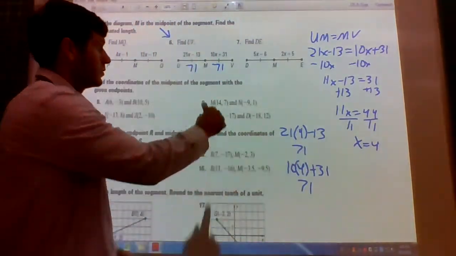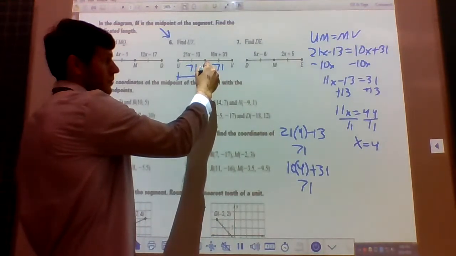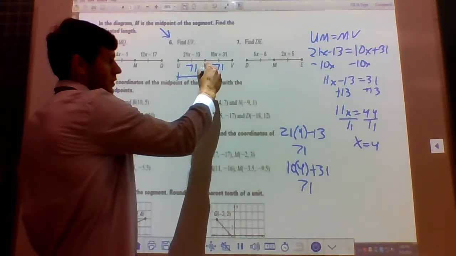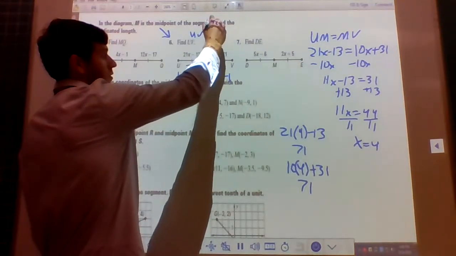To find UV, we simply add them together. So the whole thing is going to be 71 plus 71, which is going to be 142. All right, so UV is 142.